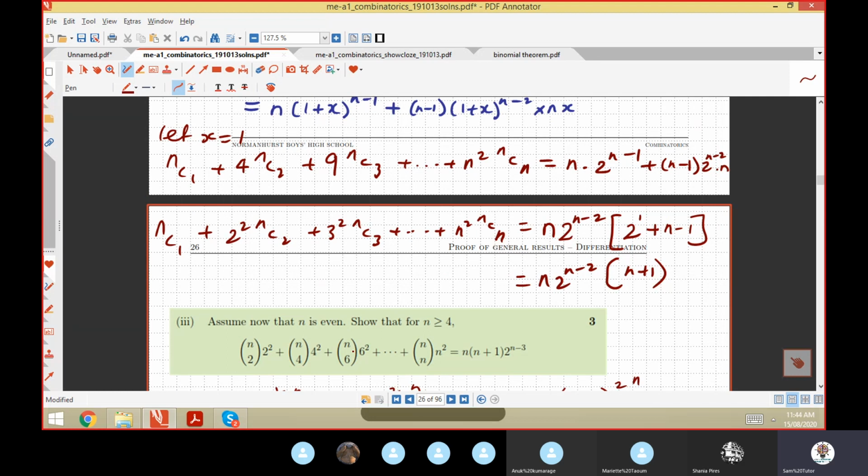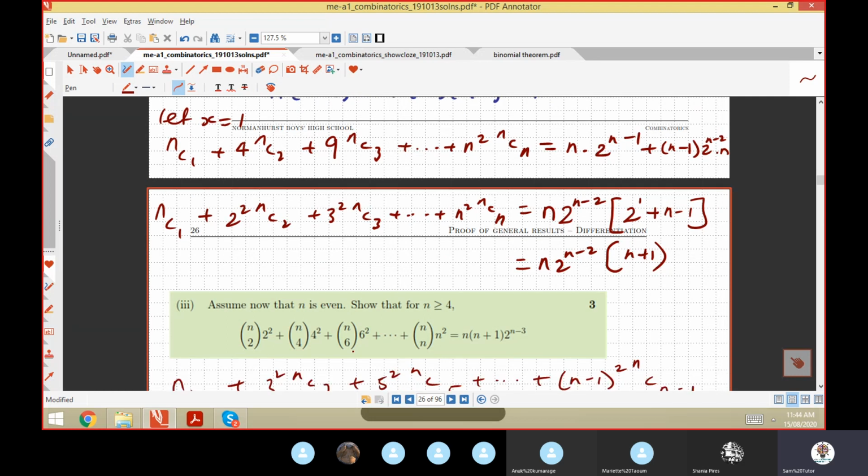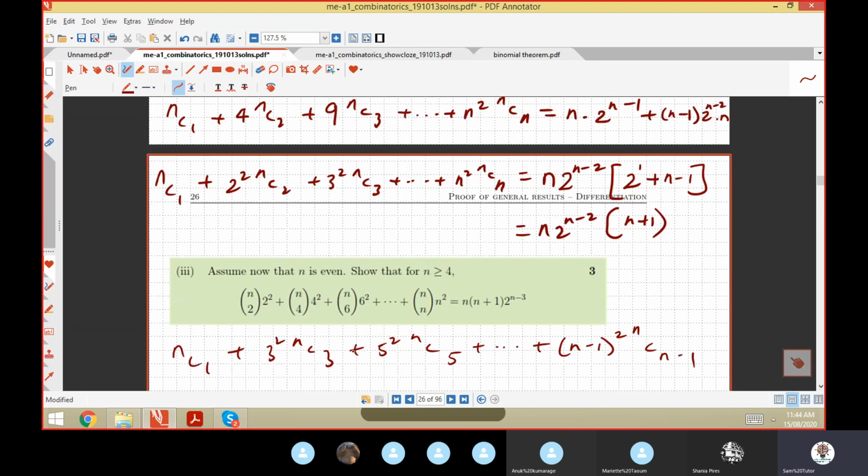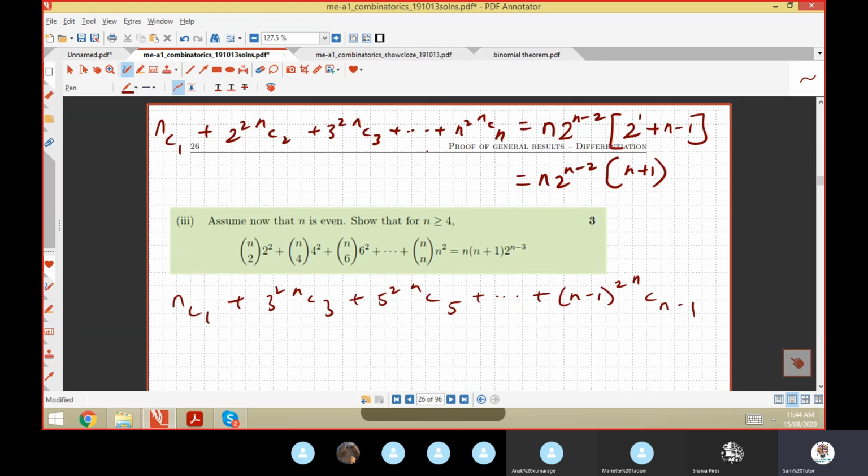Either x equals 1. So now that n is even. I need to get rid of all my odds in here. To get rid of all my odds at year 11 level. Can I do this in year 11 without learning series and sequence? NC1 is n. Let's see what happens with this.